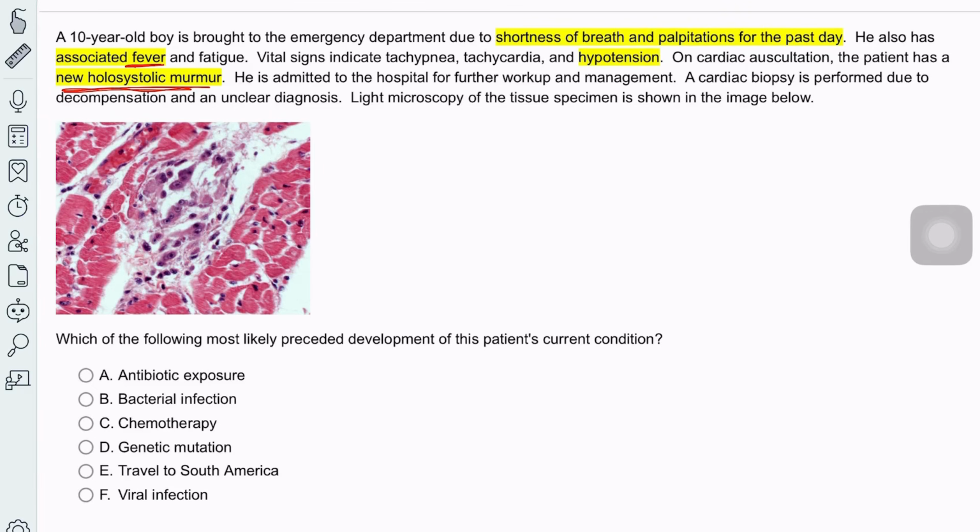So, in this question, the hint is fever, hypotension, and a new holosystolic murmur and the histology.